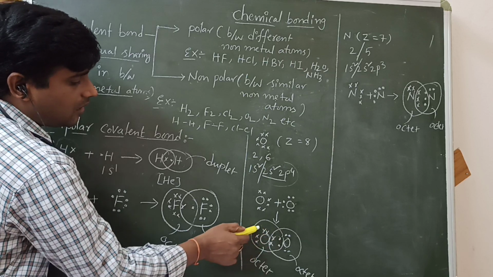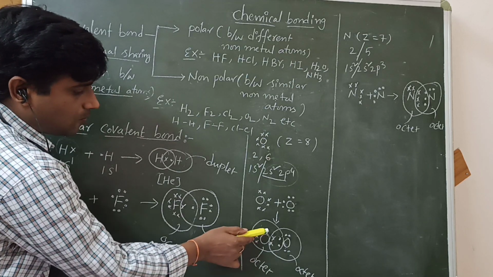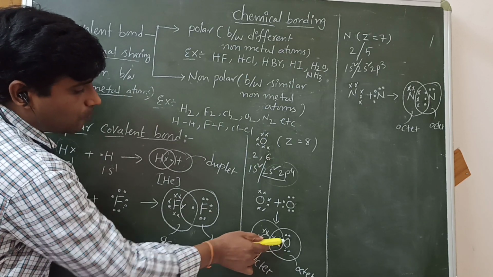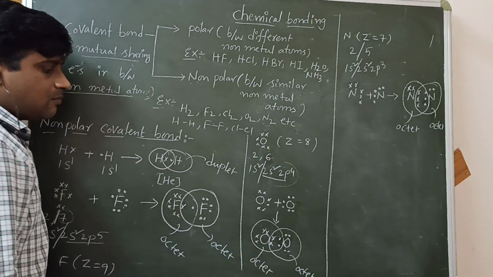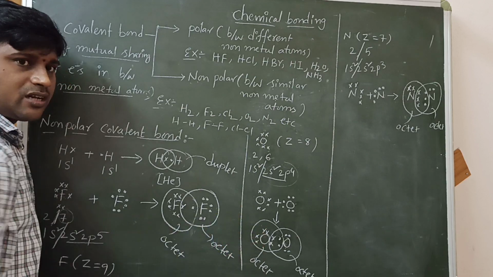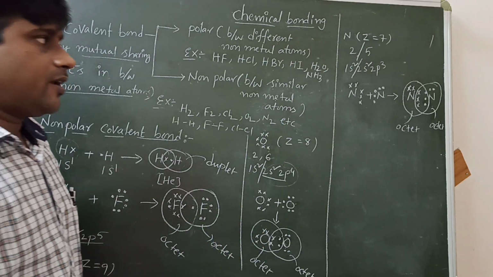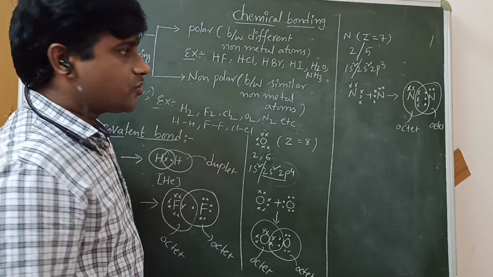Once you observe in this circle, we can observe 1 pair, 2 pair, 3 pair, 4 pair. Total 4 pairs are there. In this circle also, in a similar way, we can observe that. So individually each oxygen atom gets octet configuration, and that's why the oxygen molecule gets stability.